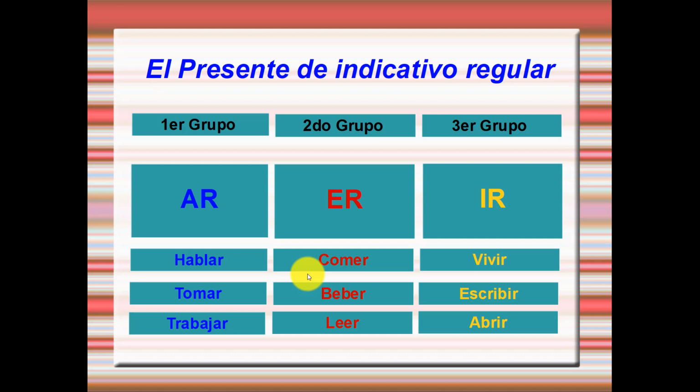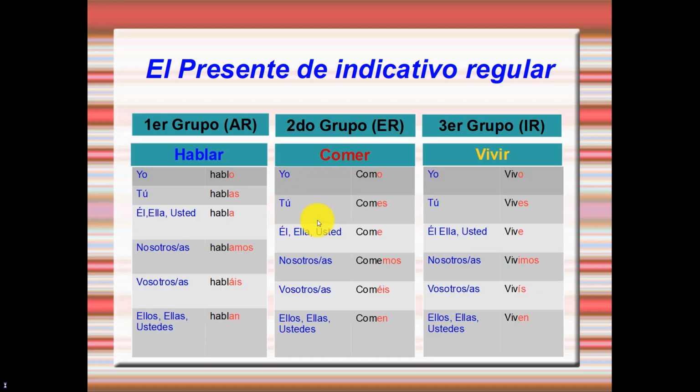Do you know how to conjugate verbs in Spanish? Let's see, it's very easy, guys. So you have here three verbs that I conjugate for you. We have one from the first group, one from the second group, and one from the third group. So let's conjugate hablar. Hablar, to speak. ¿Hablas español? Do you speak Spanish? Sí, yo hablo español.